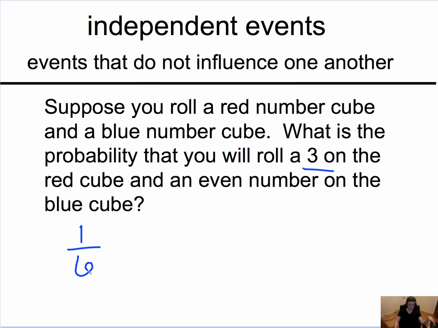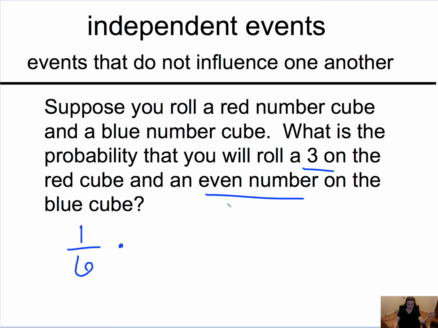That is 6. Now since we have 2 events, we're rolling a 3 on the red cube and an even number on the blue cube, that means I'm going to have 2 fractions, and remember what you do with those 2 fractions is you multiply them. So now let's calculate the probability of getting an even number on the blue cube.